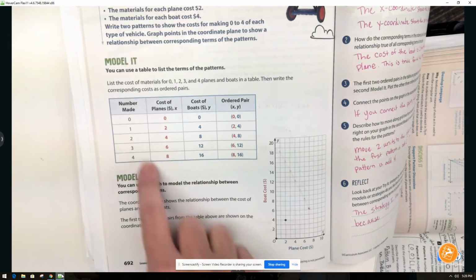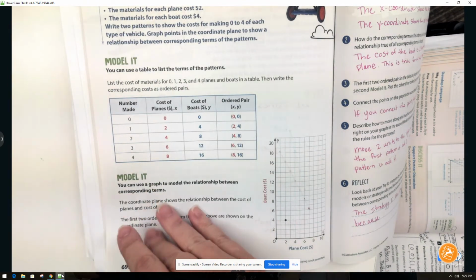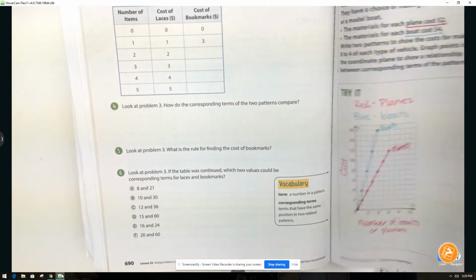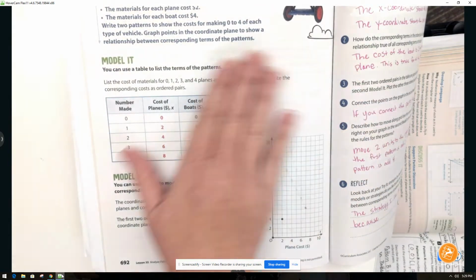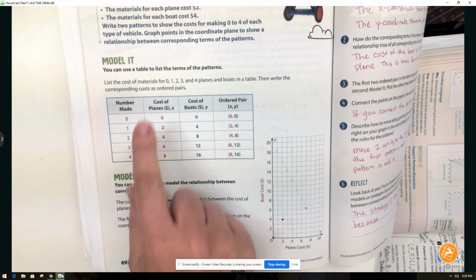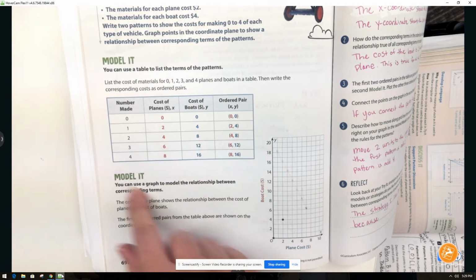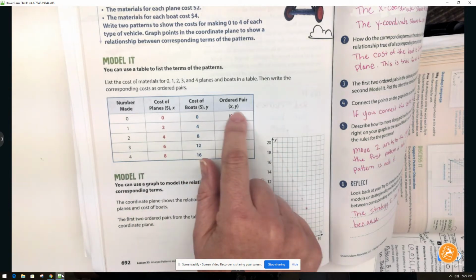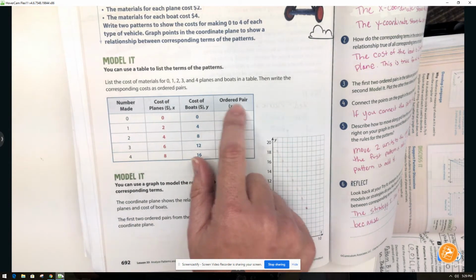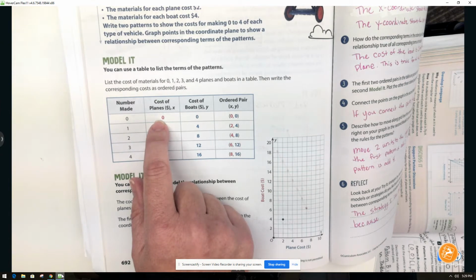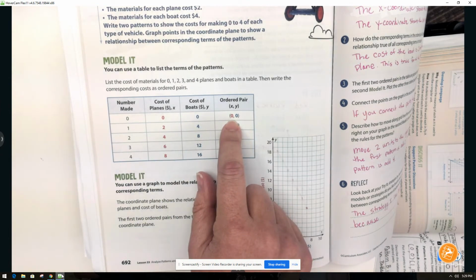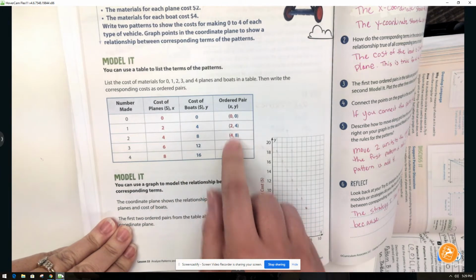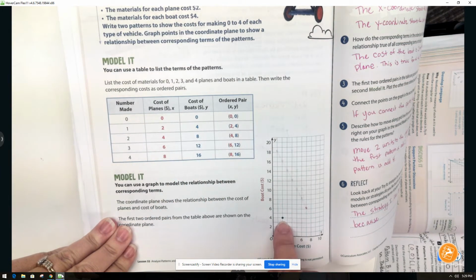Personally, I think it's a little bit easier to look at it in a table than it is to look at it on the graph. But the graph sure looks cool, so there's nothing wrong with drawing a nice little pretty graph every now and then. Now, you can use this table to list the terms. And what's cool is that each of these terms creates an ordered pair. So if we had 0 and 0, our ordered pair would be 0, 0. If we had 2 and 4, we could put a dot at 2, 4.